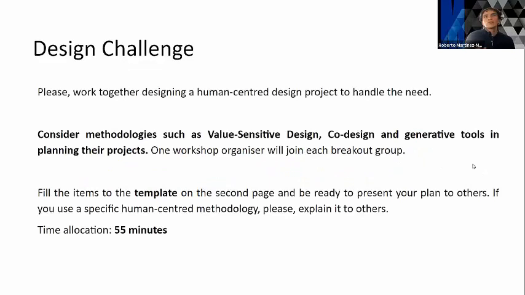So please work together and try to put together a human-centered design project. The administration is not asking you to do that, so you need to convince them. So consider methodologies such as value-sensitive design, co-design, and the use of generative tools in planning those projects. If you don't know about these tools, we have some additional resources in the document we are providing. There's another extra slide that Juan kindly prepared with other information about these kinds of methods. So fill the items into the template, keep time awareness, and there's going to be 55 minutes to do that. Then we're going to come back and share, and try to complete it as much as you can.